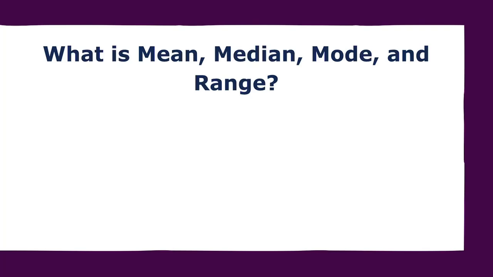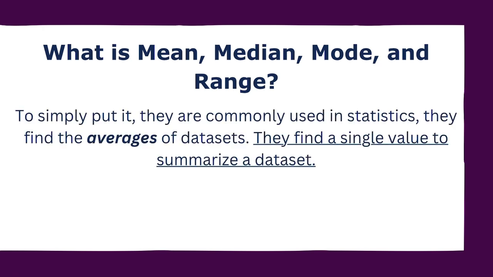Everyone, today we're going to discuss the mean, median, mode, and range. To put it simply, these are commonly used in statistics. They find the averages of a data set or find a single value to summarize a data set. Essentially, when you hear mean, median, mode, and range, just think of these things telling you something within a data set. They're trying to communicate an idea with us while we look at data.